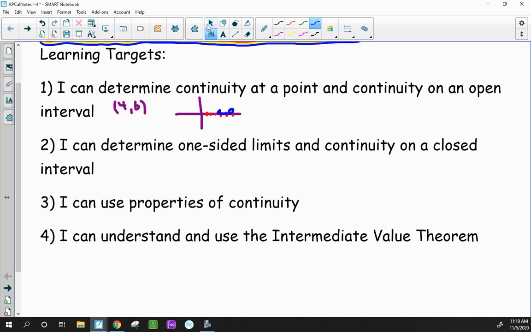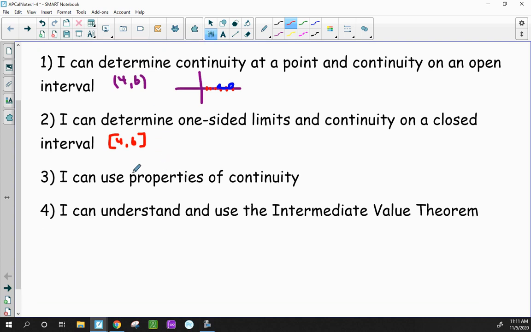Number 2, learning target, is I can determine one-sided limits and continuity on a closed interval. Again, notation from the past, if it's closed, you'll know because they use brackets. So if I use the same 2 numbers, closed interval 4 to 6 means you can include 4, you can include 6, and all the numbers between. Open means start at 4, go to 6, but don't include those.